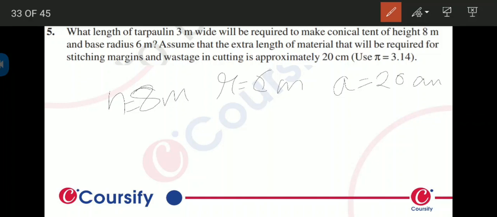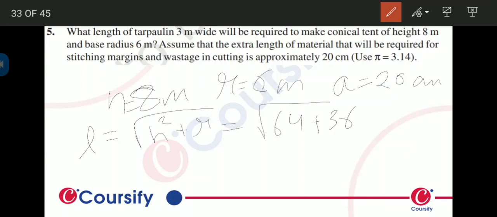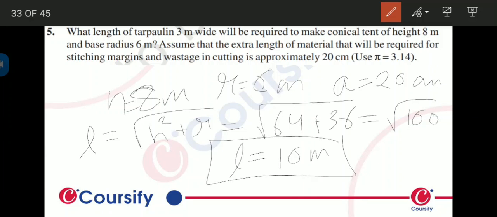We need to find the slant height of the tent. So before we proceed further, slant height is equal to under root h square plus r square, that is equal to 8 square, that is 64, and 6 square, that is 36. This will be under root 100, that means L is equal to 10 meters. So now we know the slant height is equal to 10 meter.